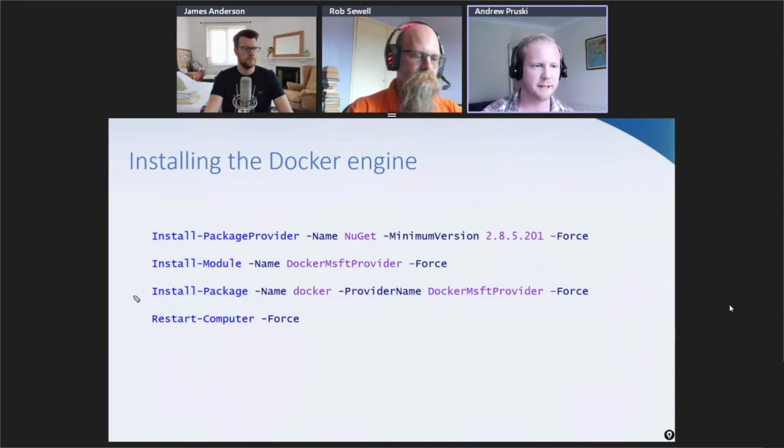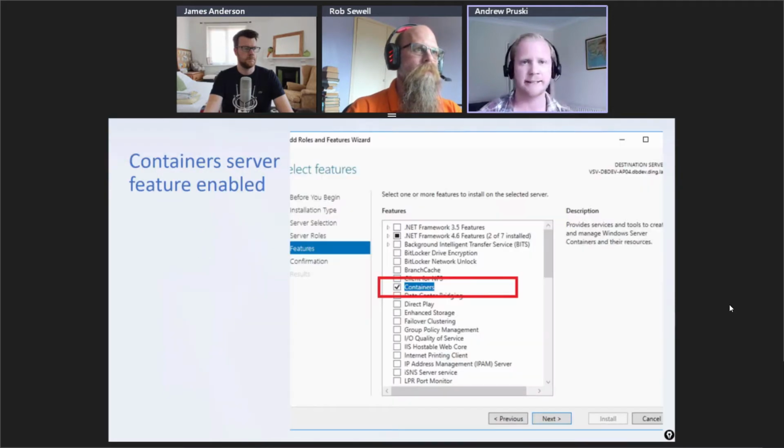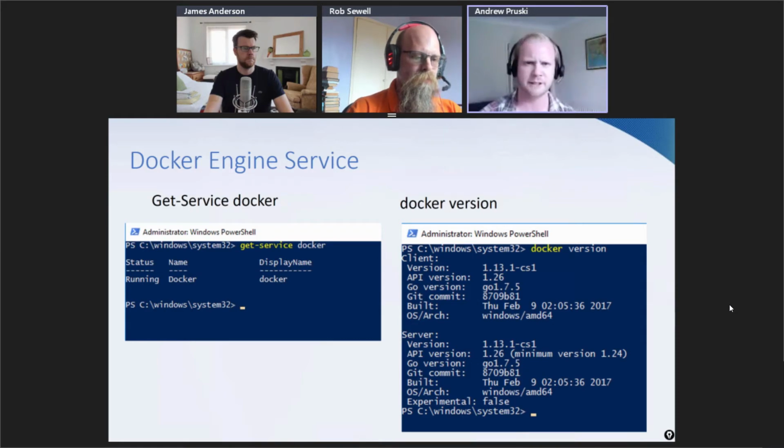So once our server comes back up, we do need to do a couple of checks just to make sure everything's gone as expected. The first thing to do is double check that the containers feature has been enabled. Once we've got that, we can start interacting with the Docker service. So we double check that the service is running, so Get-Service Docker. If everything's up and running, we can then send our first Docker command. I always use something simple. So say, hey, Docker, what version are you running at? So docker version, and if everything's good, we've got the client and server version returned to us, and we know the Docker engine is installed, running, and responding to commands as expected.